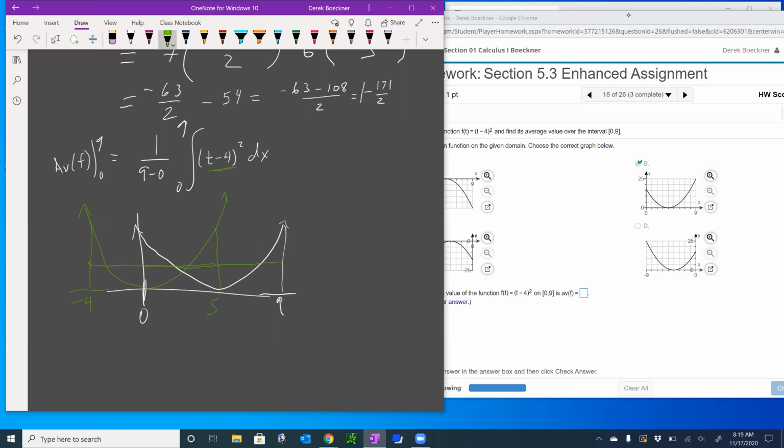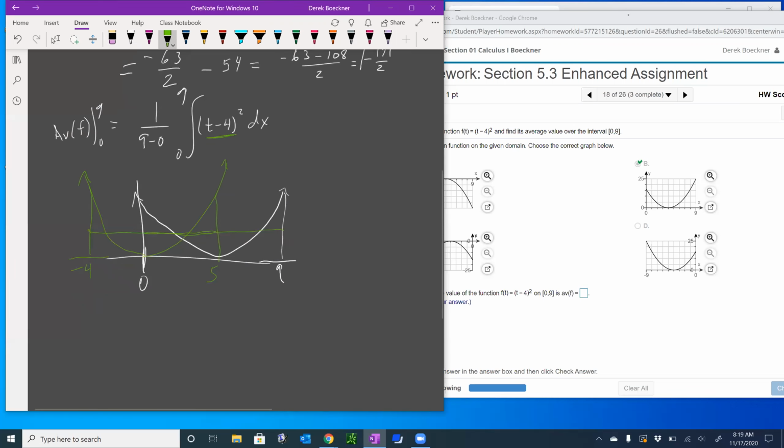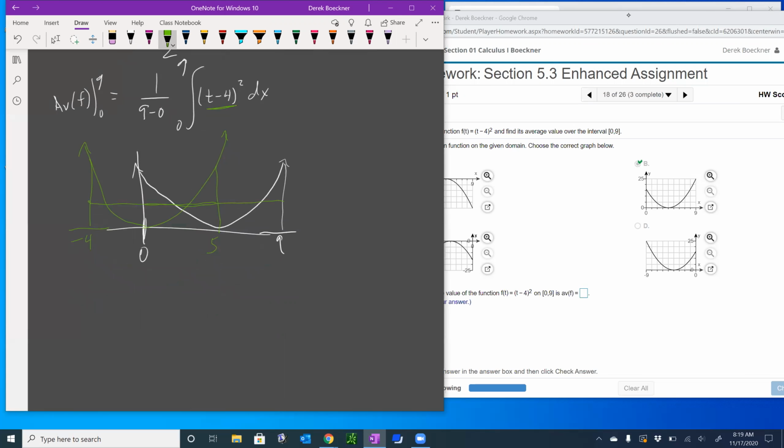So instead of having to deal with this -4 expanded bit, it's the same thing as the integral from -4 to 5. And I still have 1/9 because the interval's length stays the same. But now I'm just looking at t squared dt because I've unshifted it. That's just going to make things easier because we know exactly how to evaluate that integral.